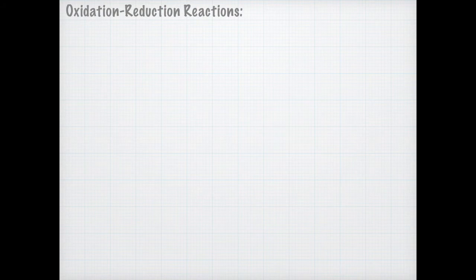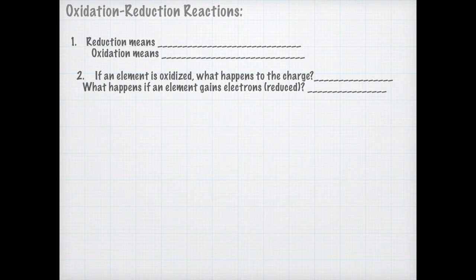Another name for single replacement reactions is oxidation reduction reactions. So what exactly are those? Well, reduction means the gain of electrons, while oxidation is the loss of electrons. An easy way of remembering that is OIL RIG. So if you think about it, if an element is oxidized, that means it loses electrons, so its charge is going to become more positive. If an element is reduced because it's gaining electrons, it's going to become more negatively charged.